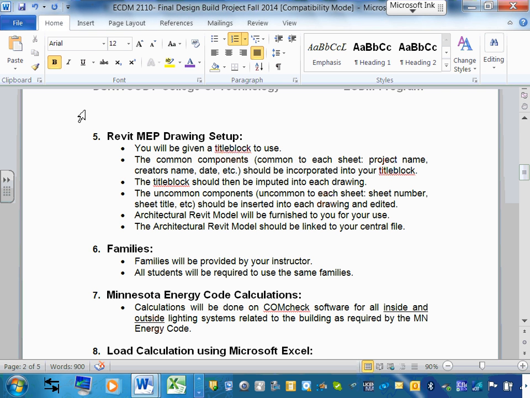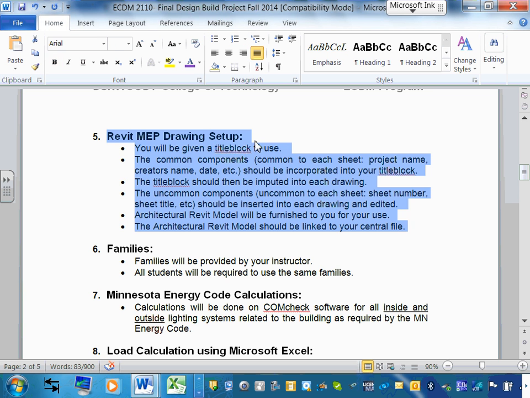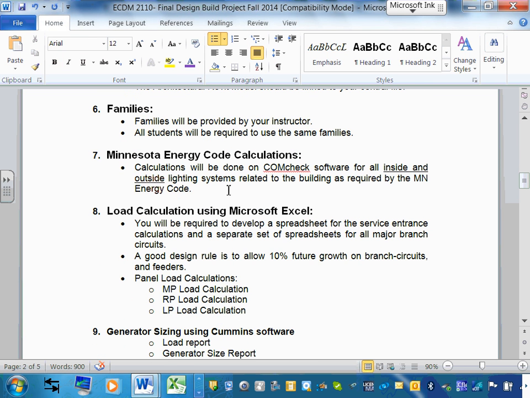We're going to be linking. I already linked the architectural file to the file you're going to be working in. So I'll be talking about this one later on, guys, this week and next week, about the linking and the setting up. So keep in mind.